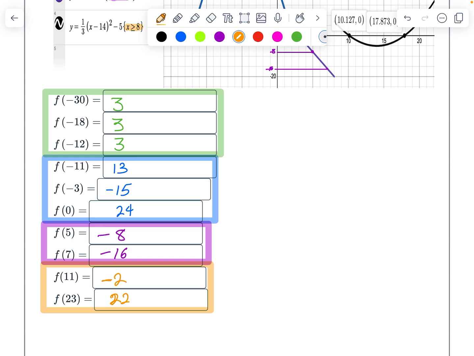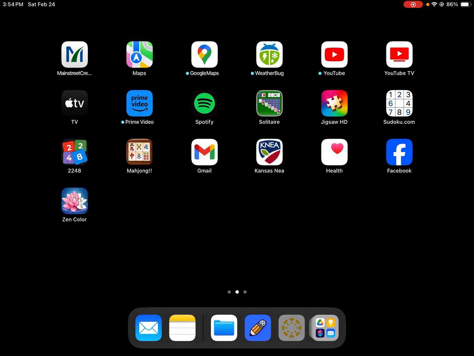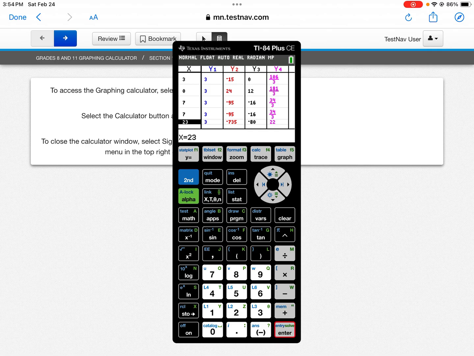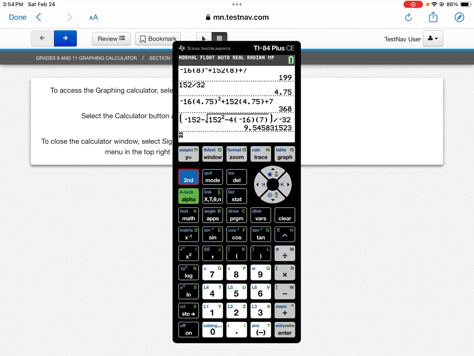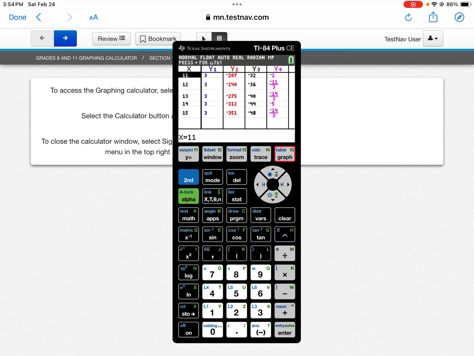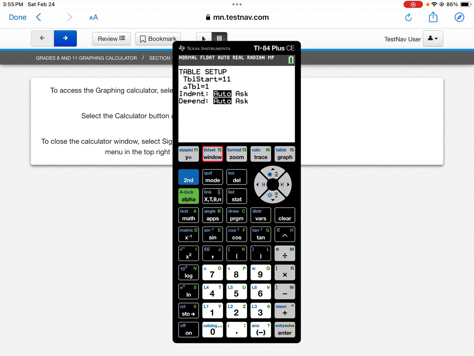Now, you could have done them the way that I showed you last semester. Okay, I'm going to take this out. We need to change it back from ask, guys, because that's going to drive you crazy. Go back to auto. When you're in auto, it will just give you the values. I thought I put it on auto. Did I not? I did. Let's have it start at 0. And we're at auto.